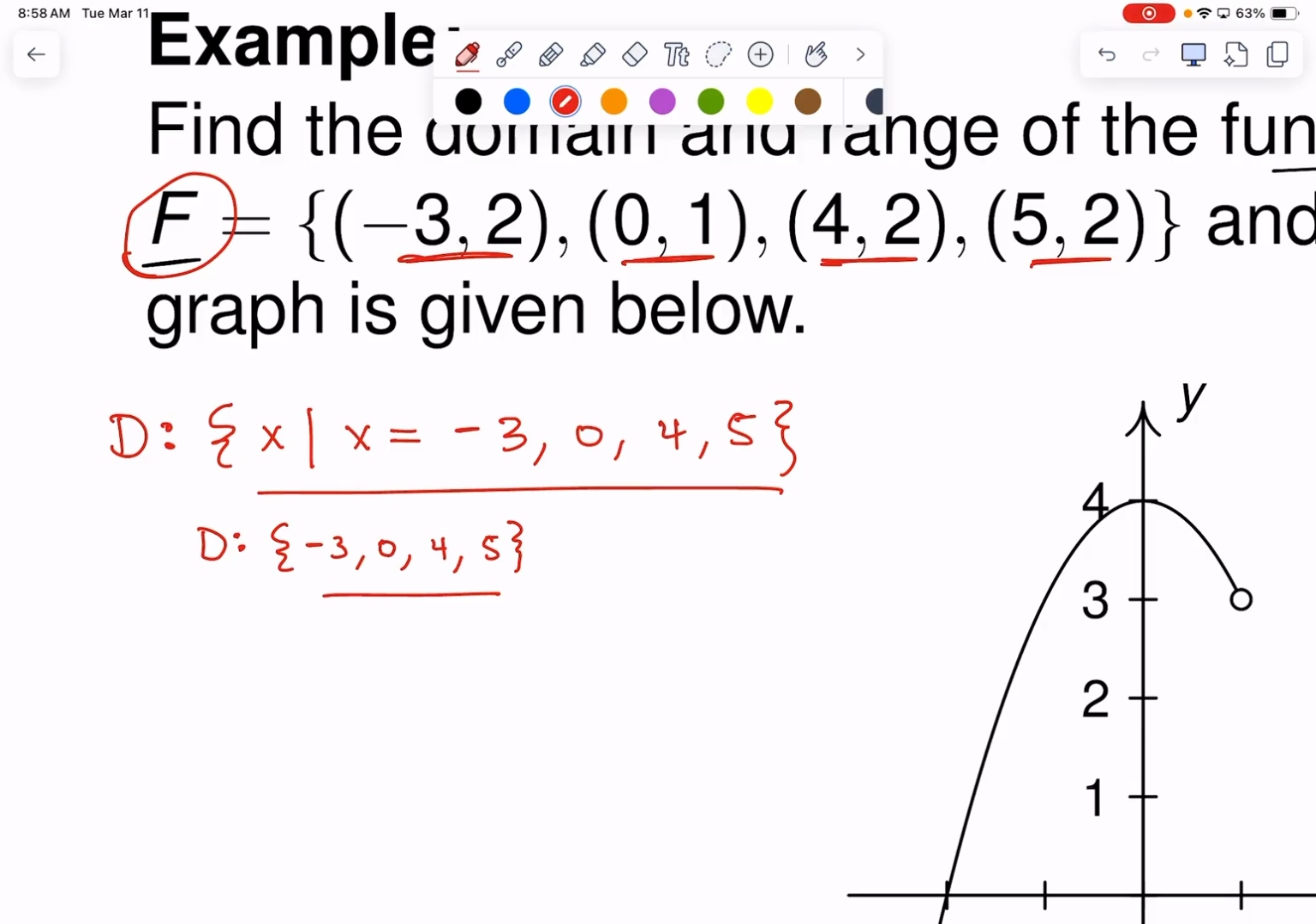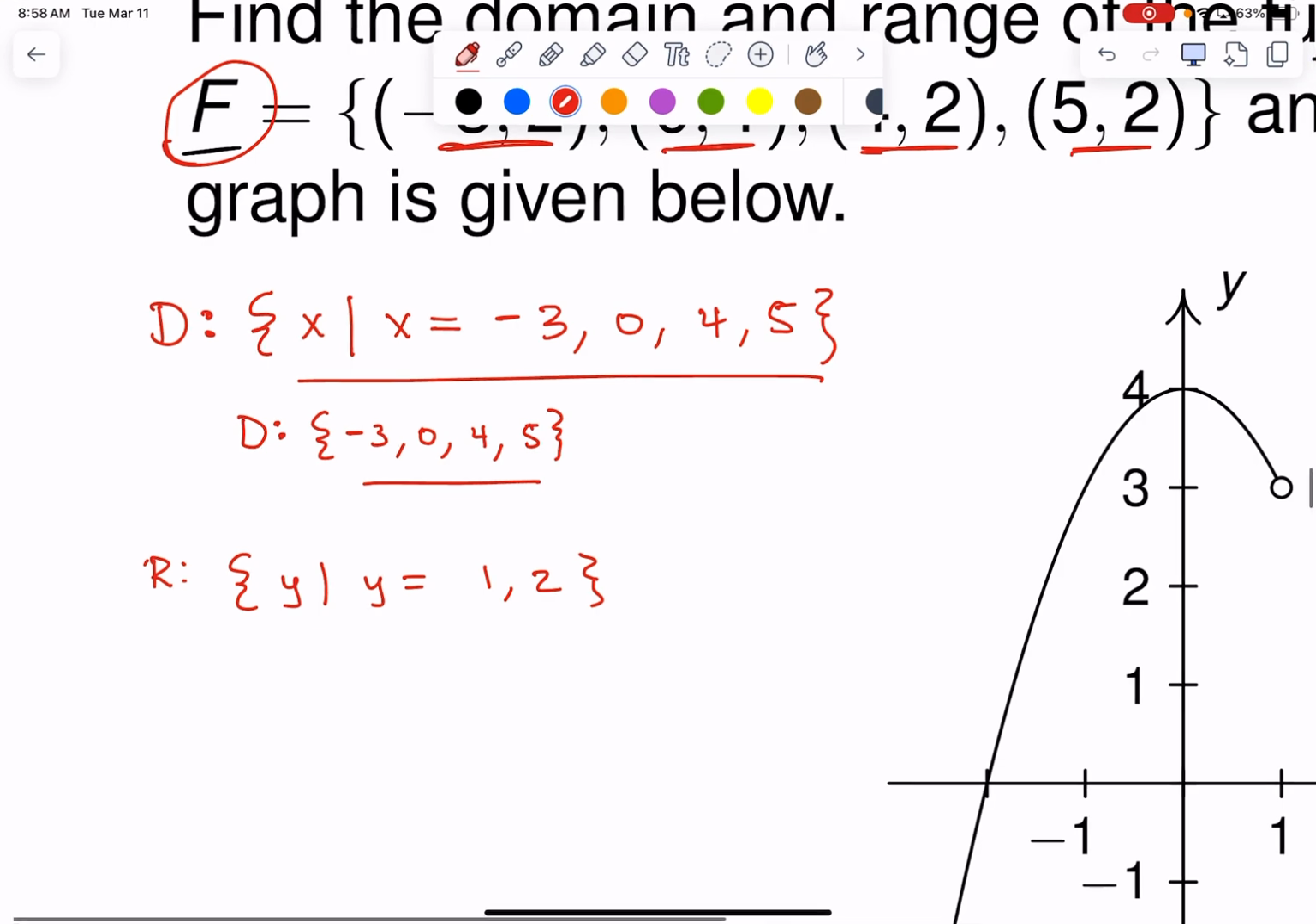Okay, for the range. Range is a set of all what? Y values. So I can do the set of all numbers Y such that Y is equal to, it looks like just 1 and 2. Is that correct? Now, if you don't want to do that, and Greta's like, I'm going to save some time, I'm just going to write the range as just 1, comma, 2. That's totally fine. All right, absolutely, 100%.